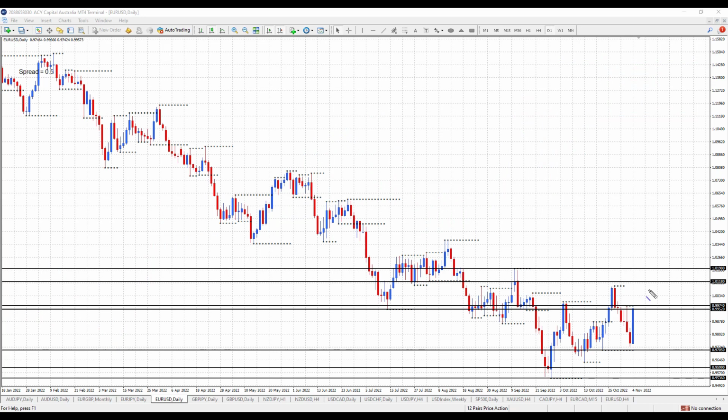Alright traders, on to the Euro Dollar. Now, yes, a very strong candle up Friday. We sold off heavily Wednesday, Thursday from the FOMC statement, and rallied strongly back up Friday. What will happen in the new week?